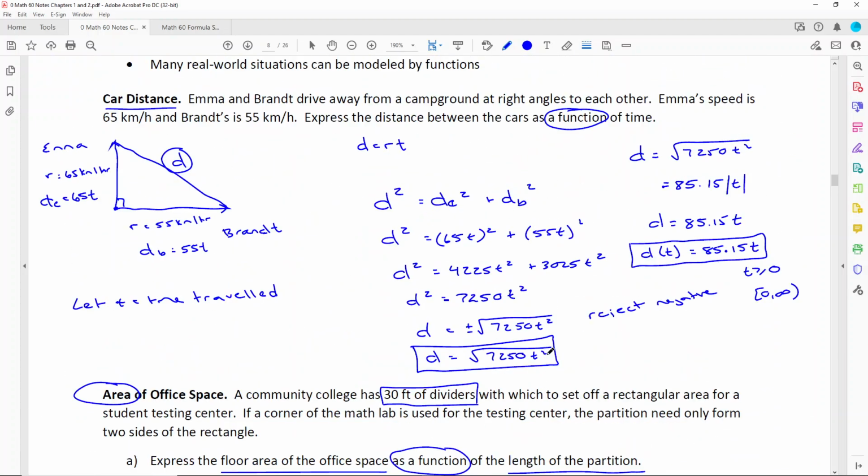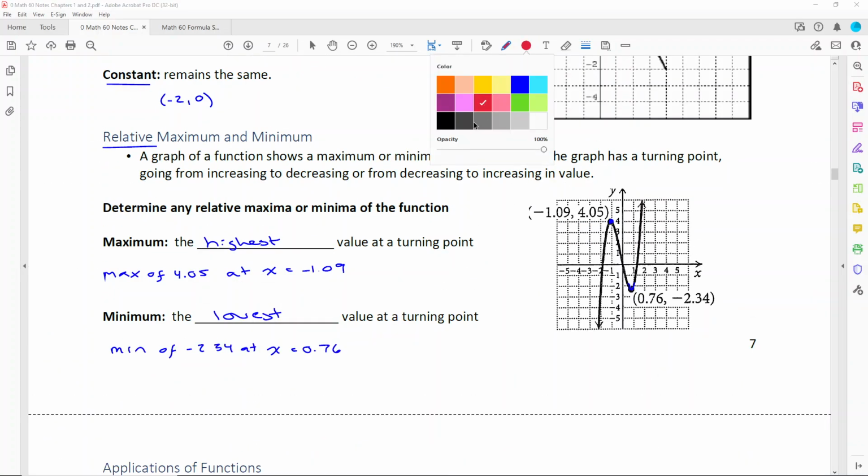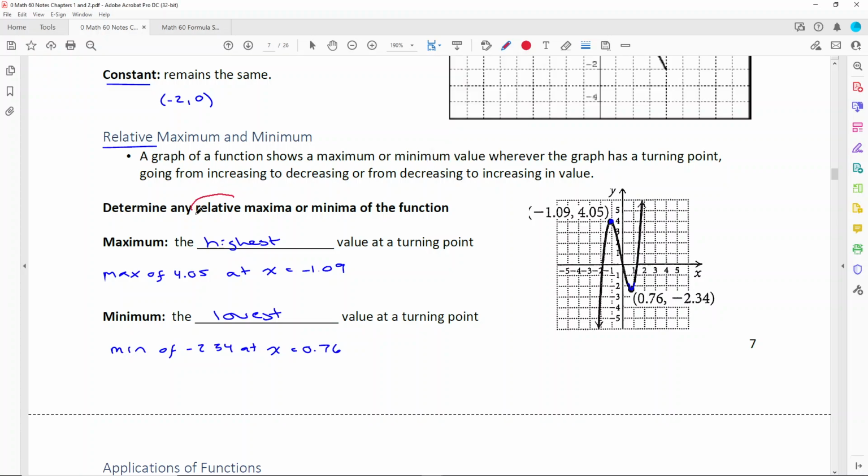Now, I just realized that there was something I wanted to mention back here that I forgot. It's the idea of this word relative. Okay, determine any relative max or mins. I just want to make sure that you guys are clear that relative max or mins, they're not the absolute top or bottom of a graph. Like this graph goes beyond that max and it goes below that min. So these aren't absolute max or mins of your graph. That's why they use the word relative.